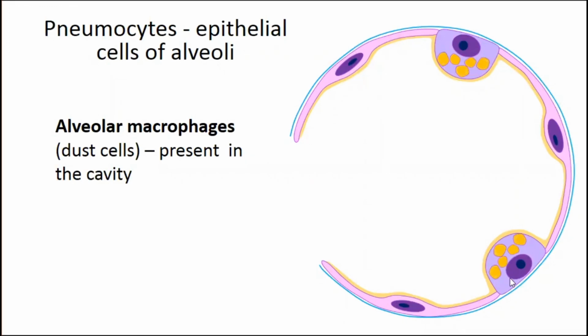Also we have between first type and second type alveolocytes or pneumocytes, inside the alveoli, alveolar macrophages. Here we can see a macrophage or dust cell. It's present in the cavity, and when dust particles come here, this macrophage eats them. It provides phagocytosis of those particles. Macrophages may also migrate from the alveoli to the lymph nodes of the lungs or of the mediastinum, and sometimes they carry those dust particles into the lymph nodes.